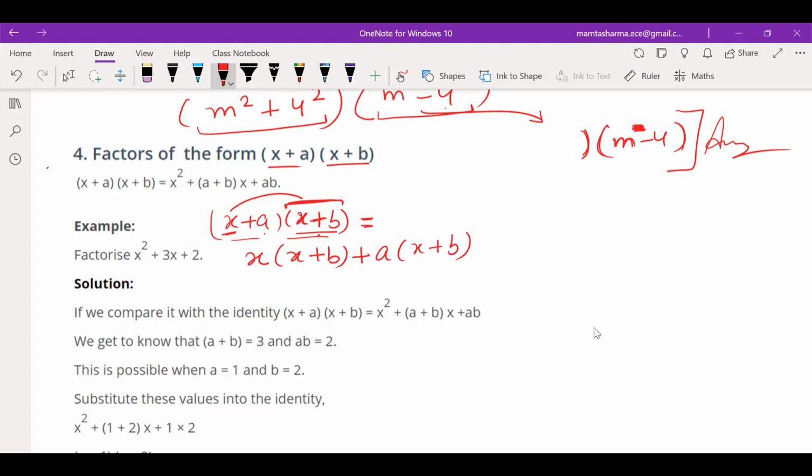Ma'am, for this type of formula, at least 3 terms should be there again. Yes, 3 terms will be there, but the first and third will not be perfect squares. If they are perfect squares, then you can apply the identity. When the first and third are not perfect squares, then you have to factorize using this x plus a, x plus b method.